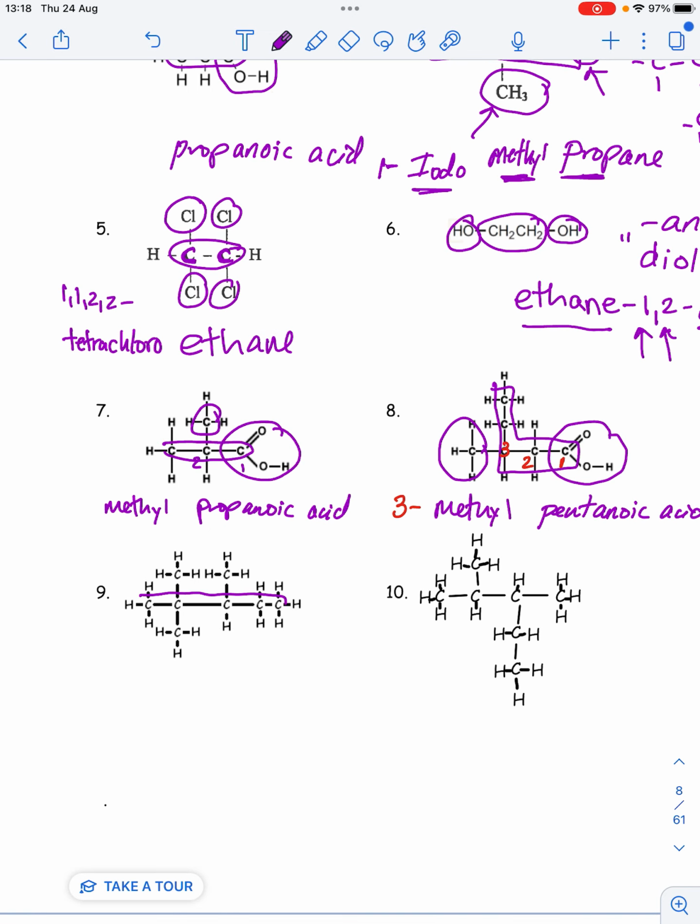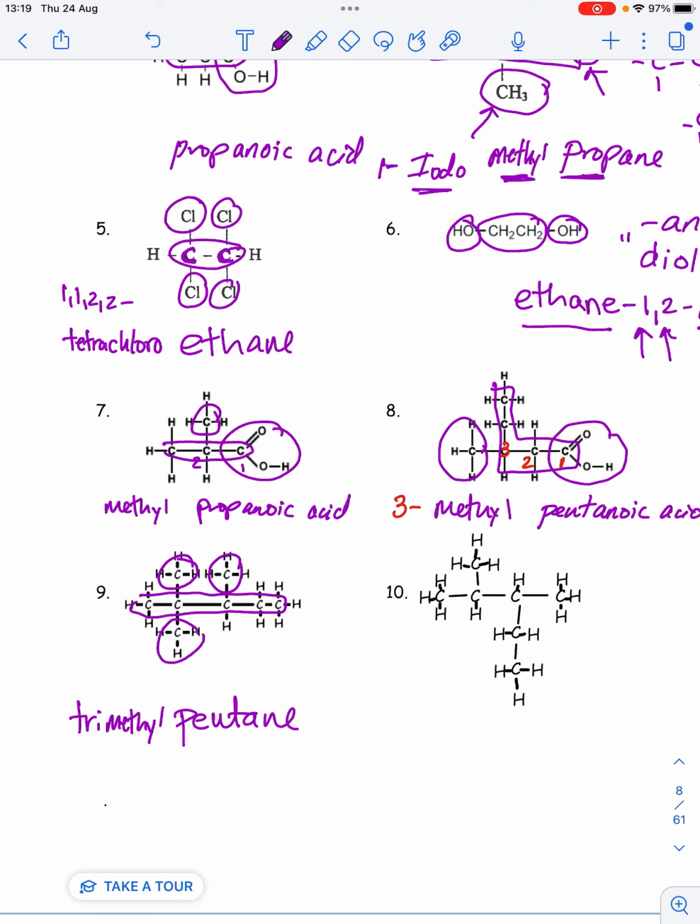Okay, long chain is five. Pent, going pentane, and then there's one, two, three different methyl groups. So it's trimethyl. That's not a propyl group. A propyl group would be like three carbons in a row, in a chain, sticking off to the side. These are three one-carbon branches, so we say trimethyl.